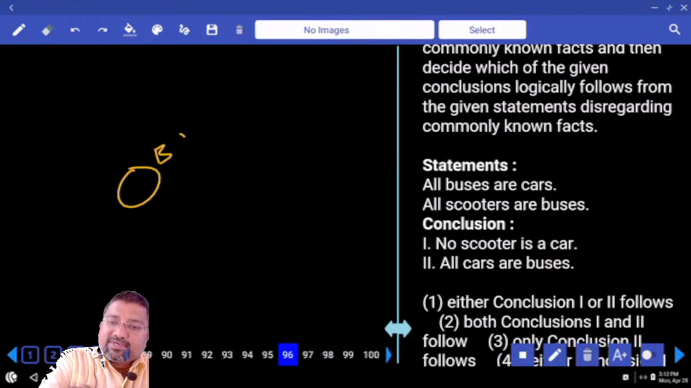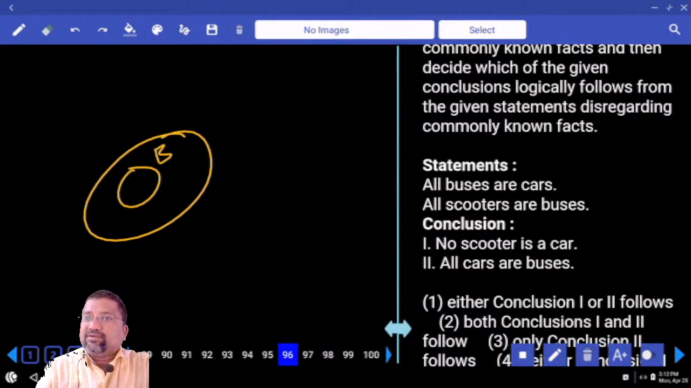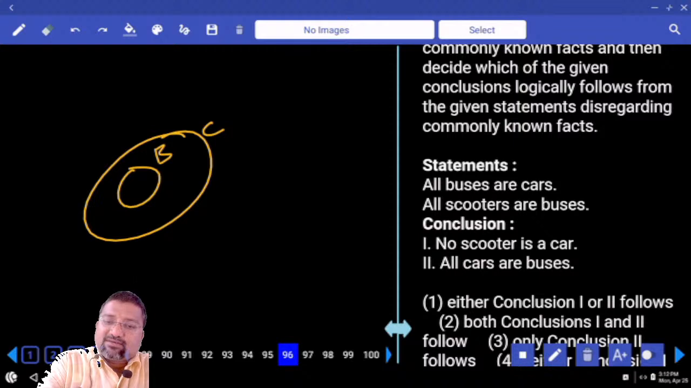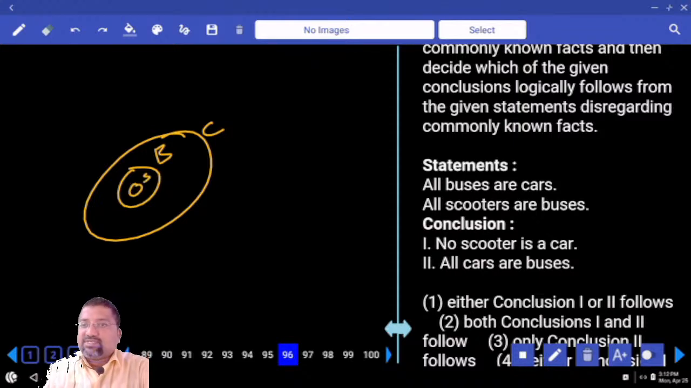Only diagram, the rest of the things only by observation. All buses are cars, all scooters are buses. No scooter is car, wrong. All cars are buses, wrong. Neither one nor two.